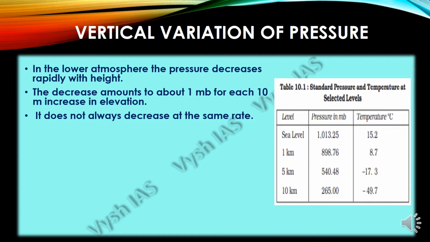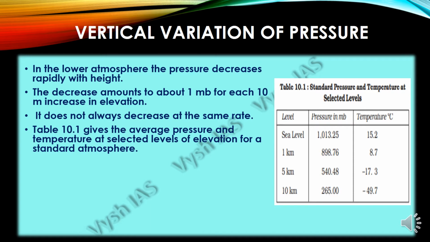At different regions there will be different rates of change. And as you can see in this picture over here, it gives us the average pressure and the temperature at selected levels of elevation, at 1 kilometer, at 5 kilometer, at 10 kilometer, how much the pressure is, and along with the temperature also.